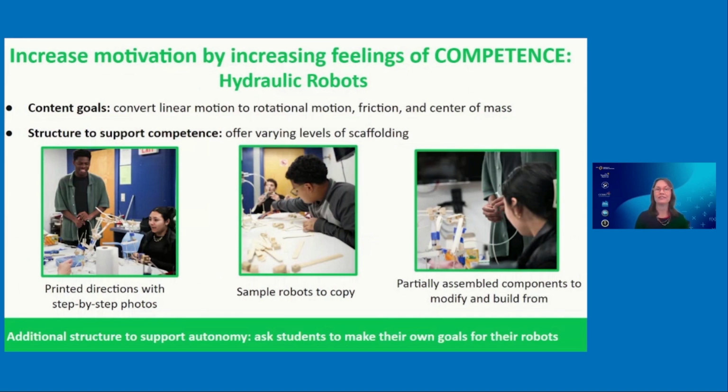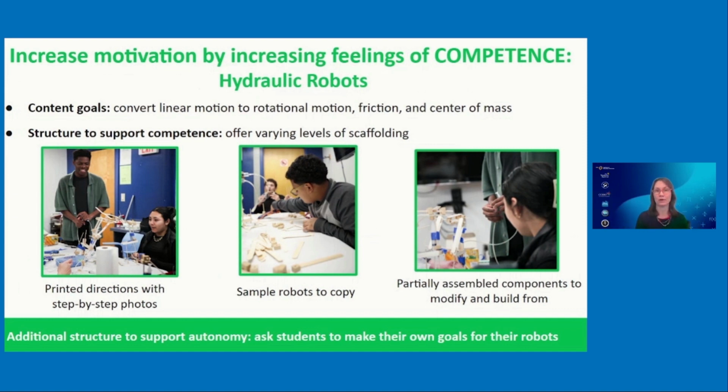Changing gears a little bit, this is an example of increasing motivation by increasing feelings of competence. The context here is a hydraulic robots workshop for middle school students. Here we had content goals about converting linear motion to rotational motion using friction and center of mass. The robots were made with popsicle sticks and syringes that would be plunged with linear motion to make the robots move in a rotational way.